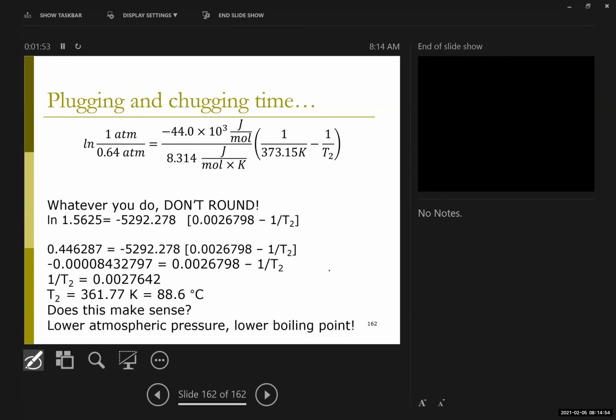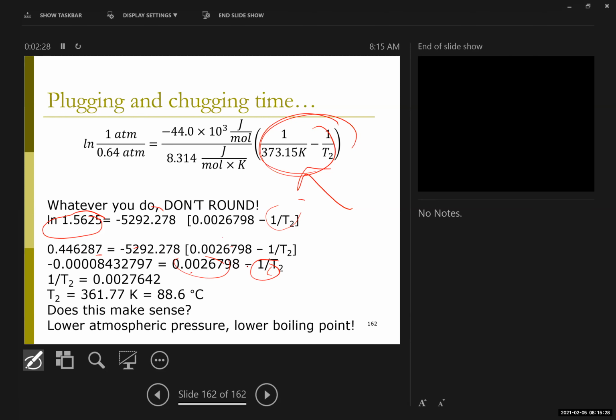But so log of a number is just a number. Again, be a little careful with the fraction math. Right, so this is just a number. I've got 1/(T)^2 there. So I'm distributing this across, which gives me a number. I divided this over here, which gives me now this number minus this. Isolate the 1/(T)^2, invert it. I'm still in Kelvins. I get 361.77 Kelvins, which is 88.6 degrees C.